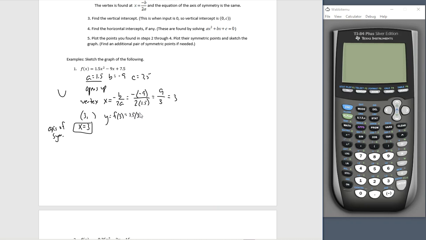And check this out. This is really nice. When you're doing the vertex by hand, a really great way to make sure that you found it correctly. We're going to simplify this step by step. So that's 1.5 times 9 minus 27 plus 7.5. I don't want to add those yet. 1.5 times 9, I should know that. That's 9 plus 4.5. That's got to be 13.5.